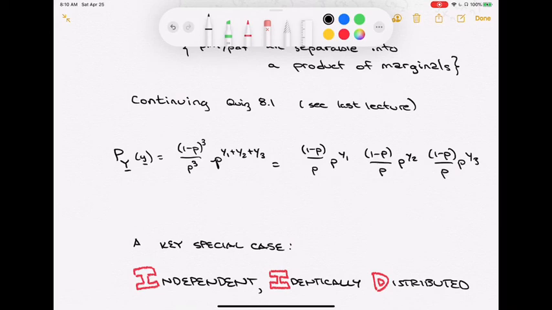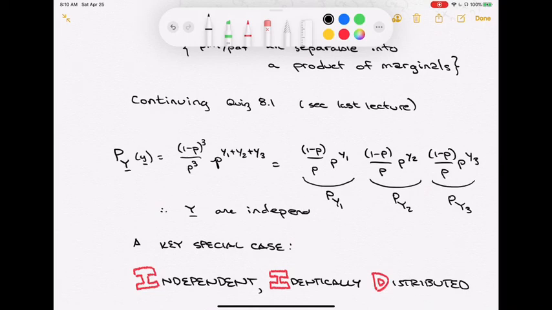And because of the work we had done last time, we recognize that this here is just the marginal distribution P y1. The next one is just the marginal distribution P y2. And the last one is the marginal distribution P y3. Because the joint distribution is just a product of the marginals, we can say, therefore, that the y's are independent random variables. It's a vector of independent random variables.